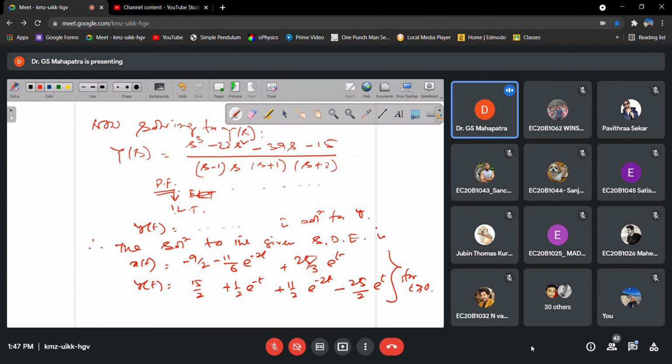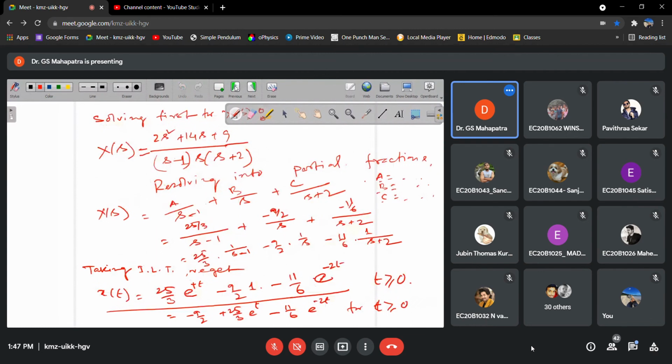Just wait. Why have I written this one? I will show something different. Okay, so that's right. Now this step I have not done. Here I have directly written the solution y of t. Why? In the previous section we have already discussed how to find x of s, and you already know.